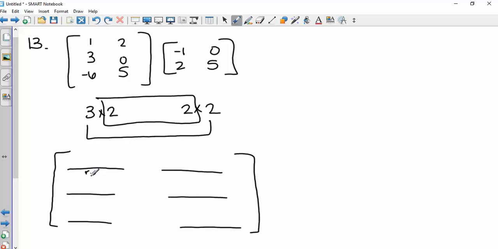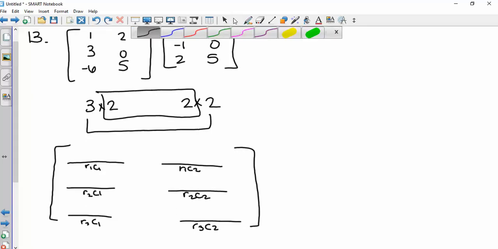Okay, if you get stuck on this, think in terms of where things are in the matrix. This is row 1, column 1. This is row 1, column 2. This would be row 2, column 1, row 2, column 2. Row 3, column 1, row 3, column 2. You guys understand where those came from? That tells you what to multiply together.